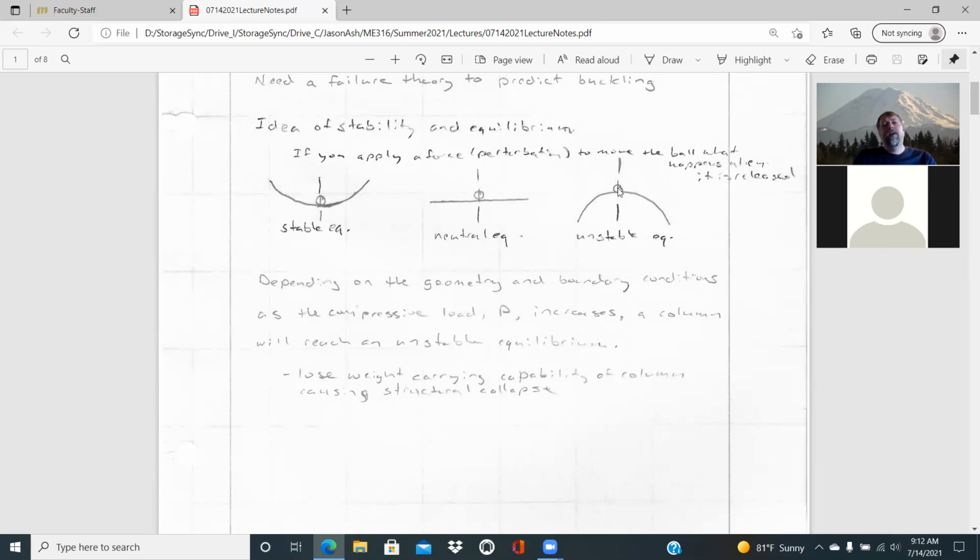And so in the case of column buckling, depending on the geometry, the boundary conditions, material properties, and that compressive load P, as that increases, a column will eventually reach an unstable equilibrium situation where it's going to have widely excessive lateral deformations in comparison to the loading that's being placed on it. And that's going to cause it to lose the weight carrying capability of the column, causing that structural collapse or that mechanical failure.